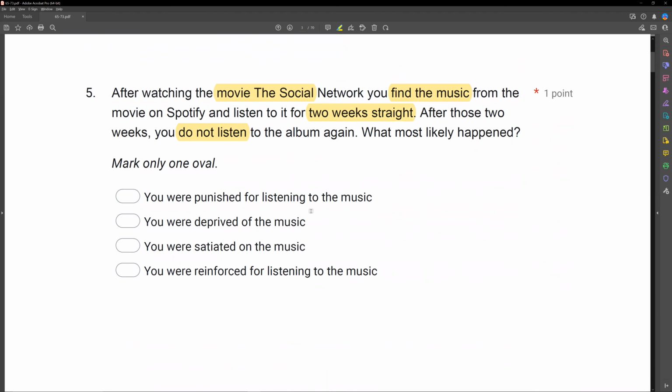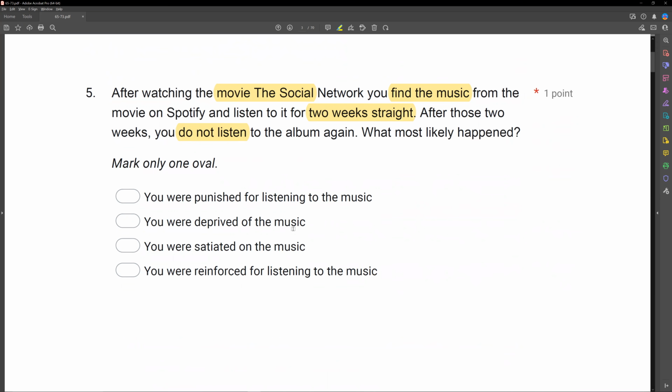So what happened? A, you were punished for listening to the music. Is there any indication other than you stopped listening to the album that you were punished for listening to the music? No, there's no indication whatsoever. Okay. So A, if there's not a better answer, would be our answer because you did stop. But let's see if we can find something better.